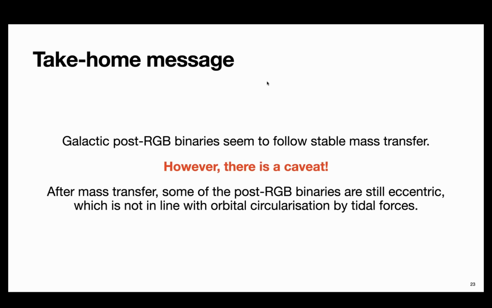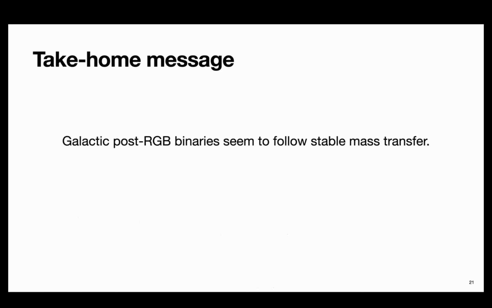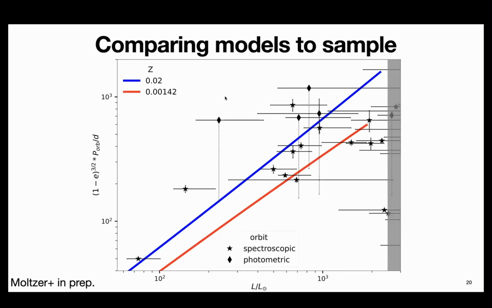I do have one. So you find this very nice, very tight luminosity-orbital period relation? Yes. So my question is, isn't that a natural consequence of the assumption of conservative mass transfer? Because I can imagine that if you lose some angular momentum and mass, that should change. So have you tried how sensitive this relation is to the assumption?